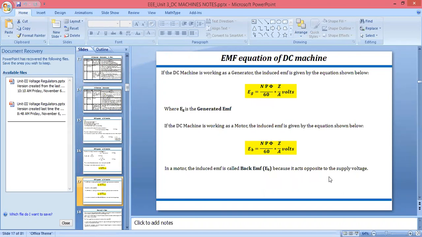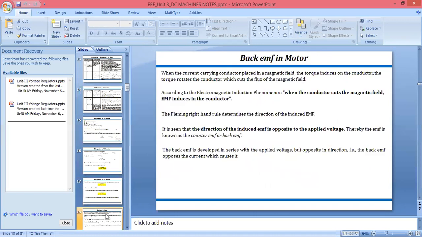Because we know when we use the DC motor, we use electrical energy and create mechanical energy. So that EMF we call the back EMF, and in today's session we have to see about the back EMF. We will see what is the necessity of back EMF. According to Faraday's law, when there is a magnetic field, EMF is induced and the direction of EMF will be decided by the Fleming right hand rule.